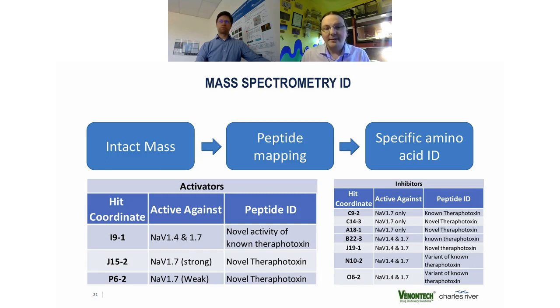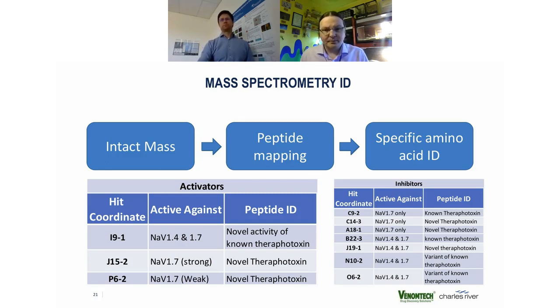Starting with the activators on the left, really interesting data because people don't seem to look that often for sodium channel activators, so our chance of finding novelty was obviously quite high. I-19 was a known toxin with published activity on other channels, and we can add 1.4 and 1.7 to this known toxin's activity, which is quite exciting. And then also, we found novel theraphotoxins that have not previously been described actually acting as activators, and this backs up some of the previous data that we used in the prediction side of things, so we're really pleased with what we found here.